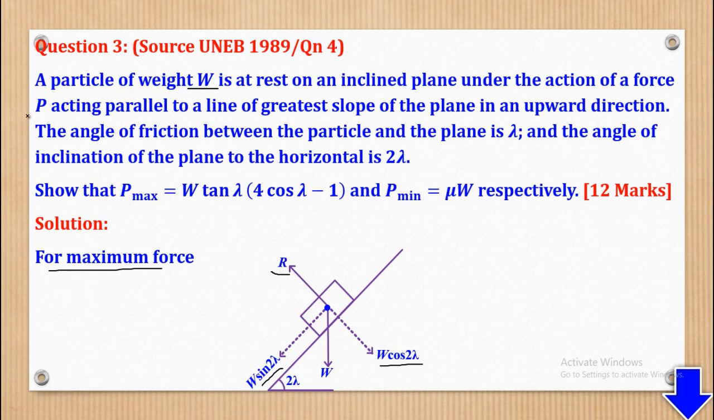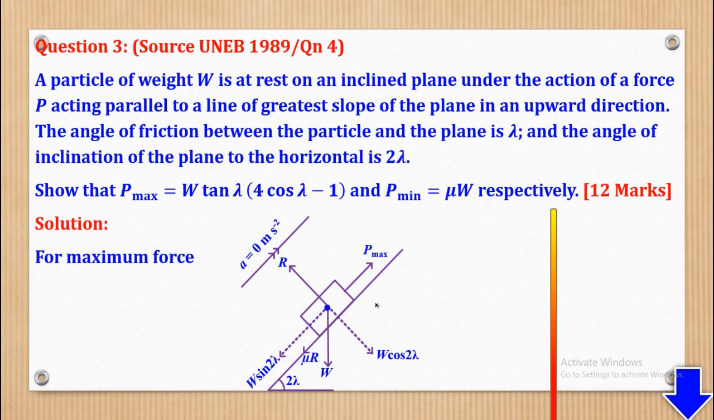Then they talked about this force P. It is parallel to the line of greatest slope and acting upwards. So we shall come and put our P max there. Now because it is maximum, the particle is at the point of moving upwards, therefore acceleration will be in the upward direction, but it will be 0 because it's not yet moving. And because it is at the point of moving upwards, friction will be acting downwards along the line of greatest slope, which is mu R. Now before we go to the next slide, B1 will be for drawing a correct sketch diagram with a ruler.